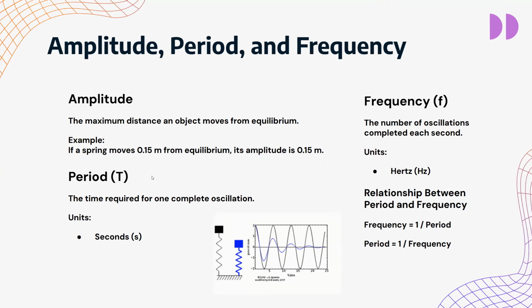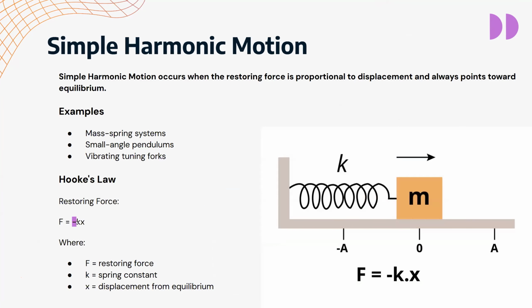These are just vocabulary to describe a wave or an oscillation. I think we've gone over this before, so I'm just going to skip this. Okay, simple harmonic motion. We went over this. Hooke's law: force is equal to negative k, the spring constant, times x, the displacement from equilibrium. In this case, the spring is providing the restoring force for these oscillations.